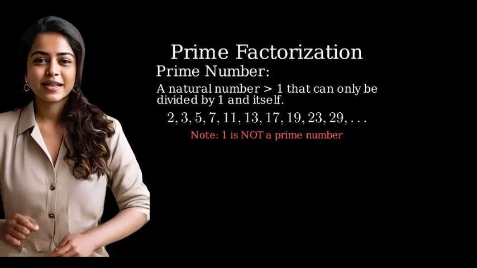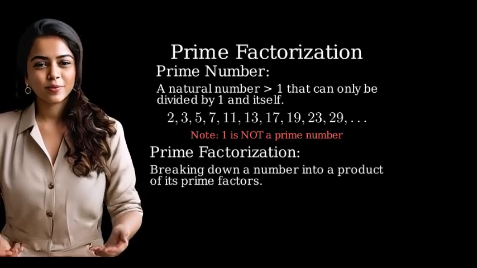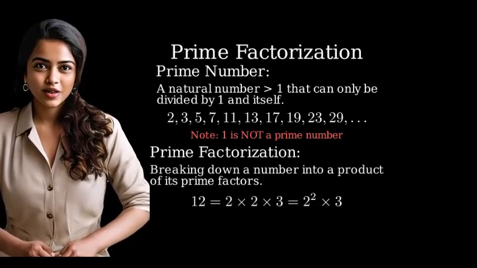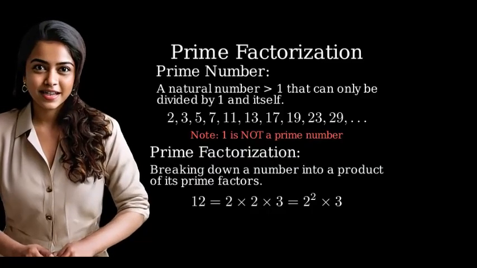Now, let's understand what prime factorization is. Prime factorization is the process of breaking down a composite number into a product of prime numbers. For example, the prime factorization of 12 is 2 times 2 times 3, or 2 squared times 3.